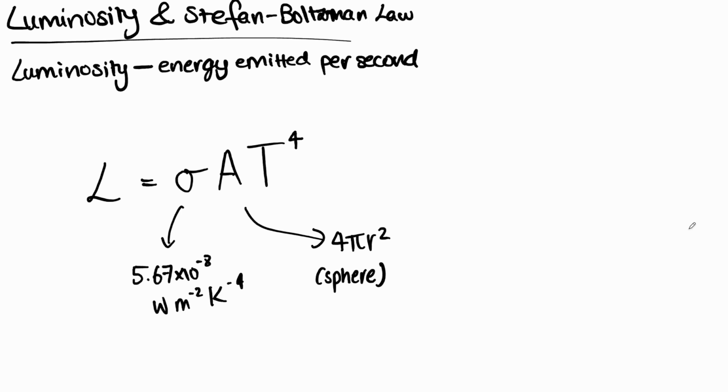Looking at luminosity and the Stefan Boltzmann law. The luminosity is the energy emitted per second, and here is how to calculate it. We have the Stefan Boltzmann constant, which is 5.67 times 10 to the minus 8, times the area, times the temperature to the power of 4. Now the area, if we imagine the sun here again, emitting radiation in all directions in a spherical fashion, it will create a ball of light like this.